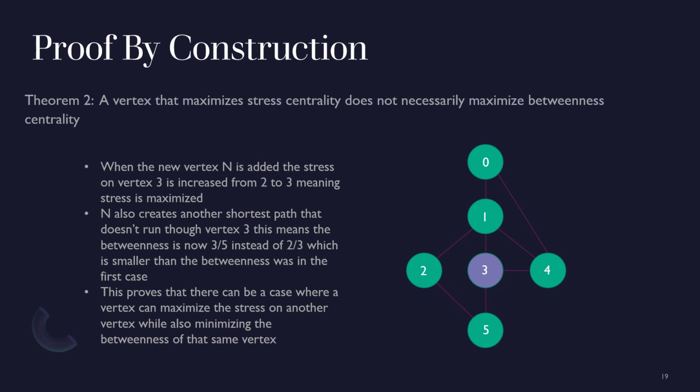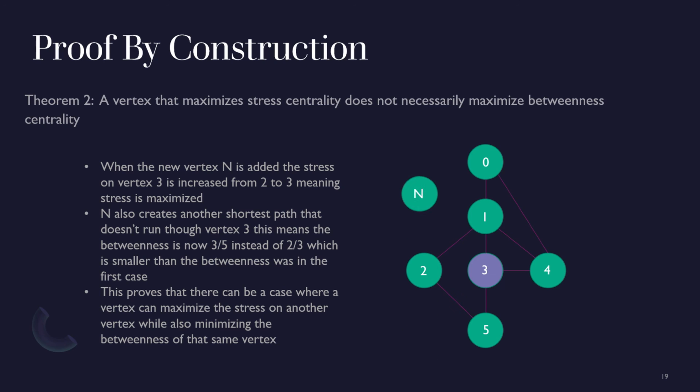So for part 4, we chose to do theorem 2, which looks at a vertex that can maximize stress centrality but doesn't necessarily maximize the betweenness centrality. So in this case, here's our starting graph over here on the right. And to start off, the stress on node 3 would be 2, and the betweenness would be 2 over 3, since there are 3 total shortest paths and 2 of them cross through node 3.